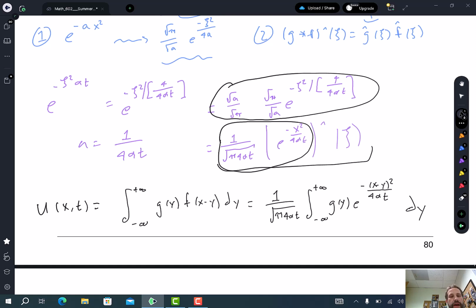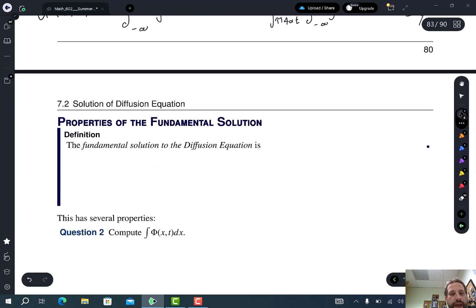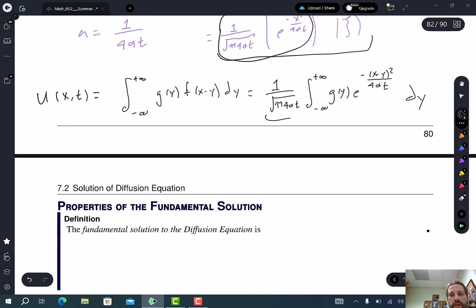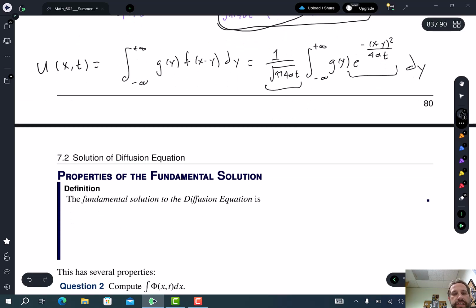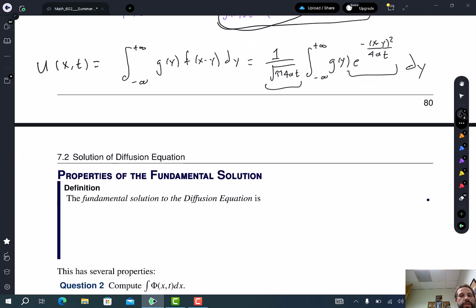That's the solution. That is the solution to the diffusion equation if we're given initial conditions u of x, 0 is equal to g of x. Okay, so this thing here has a special name. It's called the fundamental solution. So the fundamental solution is equal to 1 over the square root of 4 pi alpha t times e to the minus x squared over 4 alpha t. Okay, that's the fundamental solution.